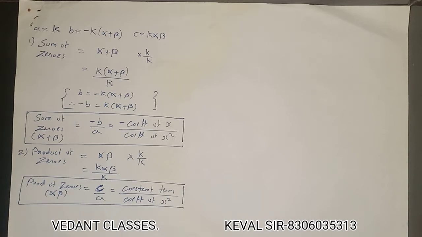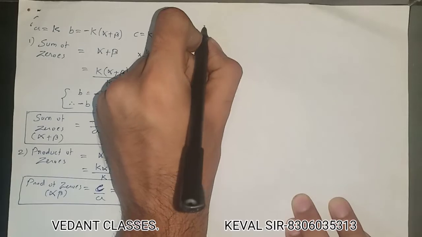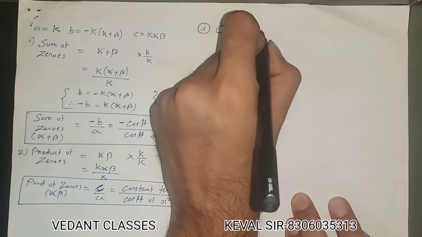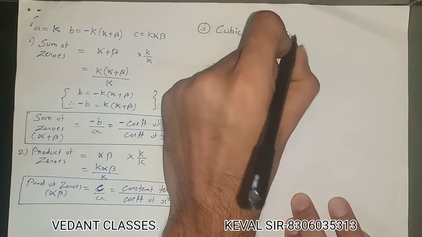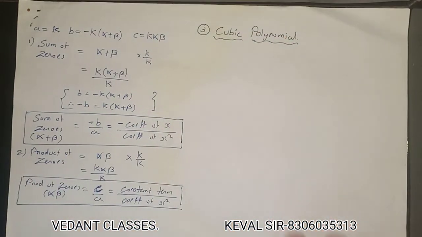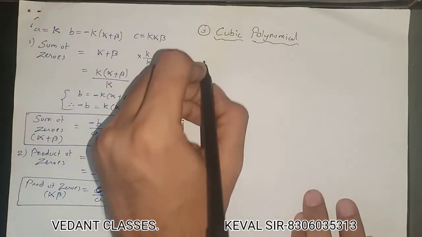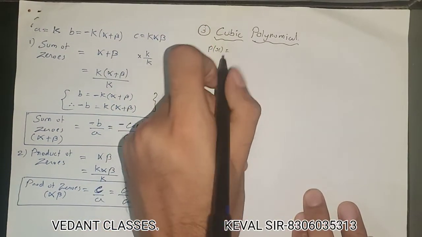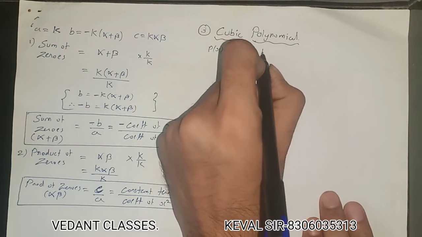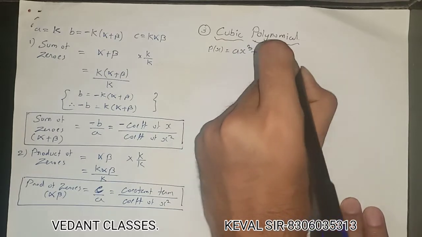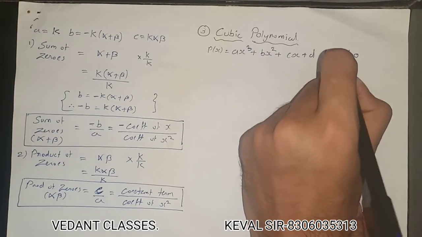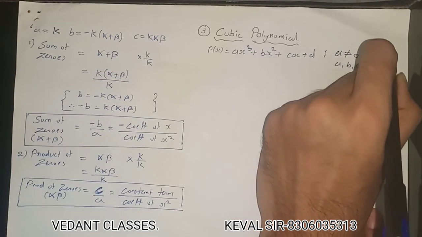Now let's see the third polynomial, that is the cubic polynomial. Okay, so the general form of a cubic polynomial p of x is equal to ax cube plus bx square plus cx plus d. Here a cannot be equal to 0 and a, b, c, d all belong to real numbers.